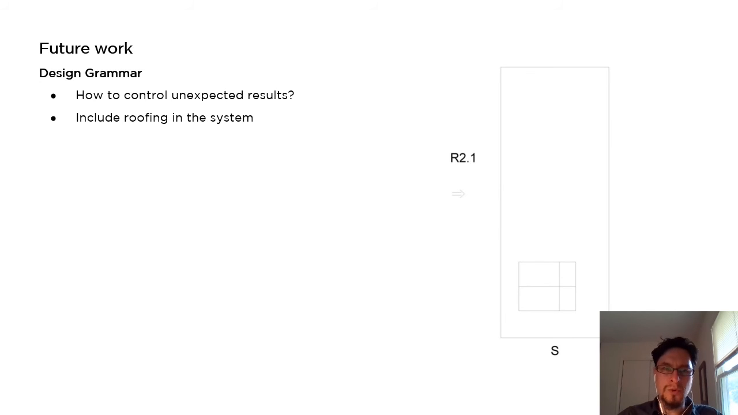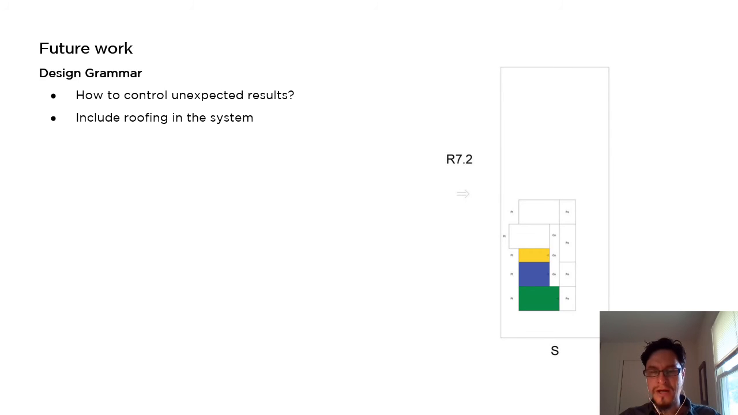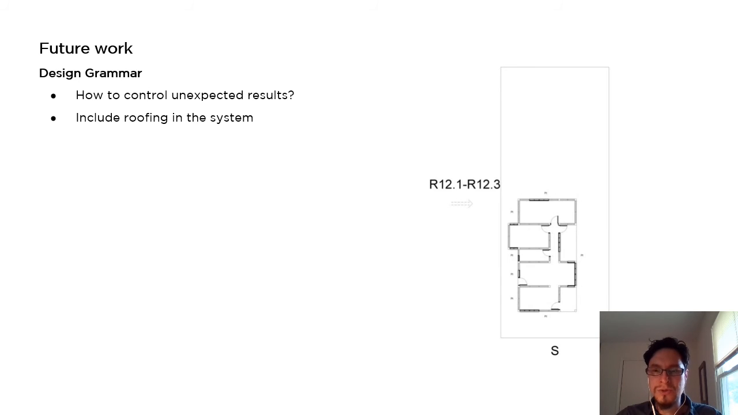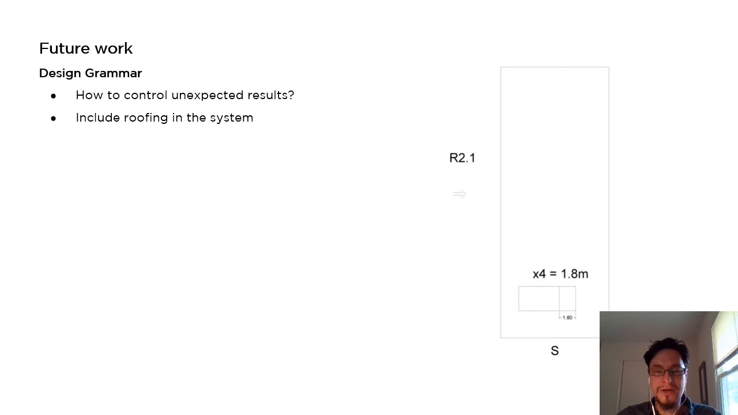Regarding future work, when talking about the design grammar, one of the things that I'm concerned about, for instance, is how to control unexpected results in the design grammar. I did the example that I showed you, but what if the user is not an architect, is not a designer? How do we control things that might not work in reality? And of course, the system is not including the roofing yet, so that's something that I need to add as well.